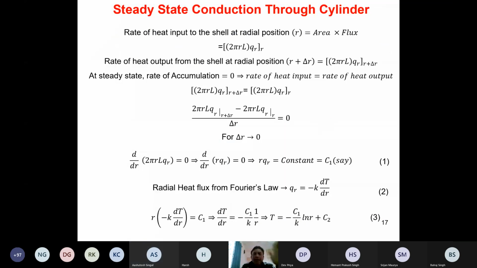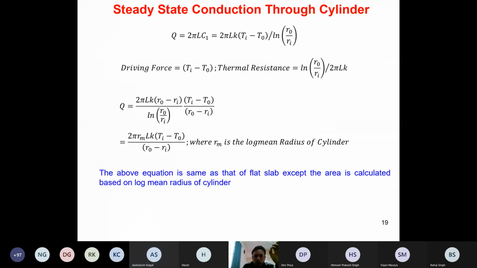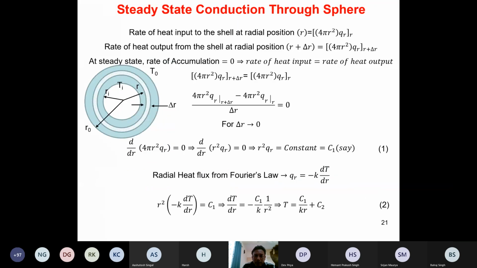So again, go back to the sphere case. What will be the rate of heat input to the shell? Again, we have assumed a shell of thickness delta r at a position r. The heat input to this shell is going to be the area, which is nothing but 4 pi r squared, since we are looking at a sphere, into the heat flux q_r, calculated at the position r.